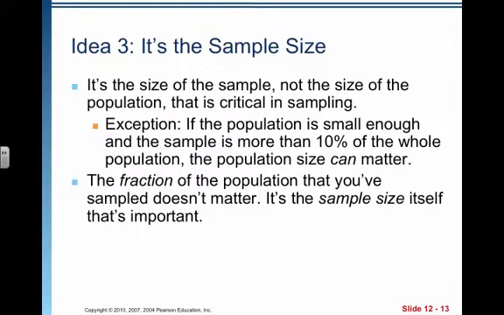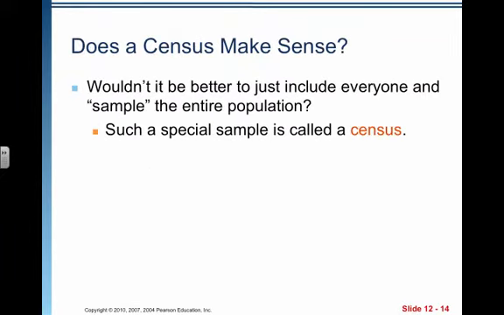We can run into an issue where the methods that we learn in this course won't work. With advanced methods, the fraction of the population that you've sampled doesn't matter. It's the sample size itself that's important. Well, wouldn't it just be better to include everyone and sample the entire population? I'm sure some of you are thinking of that right now.